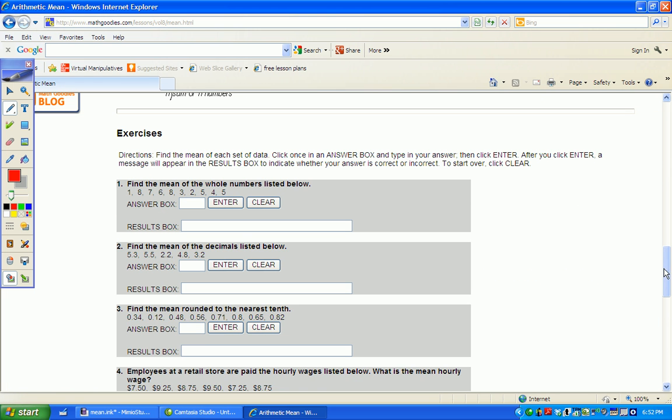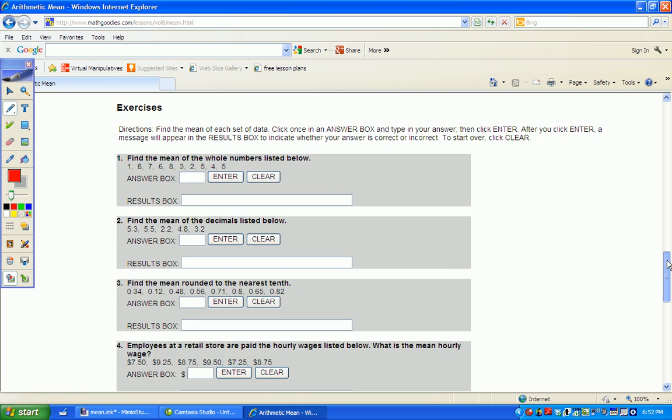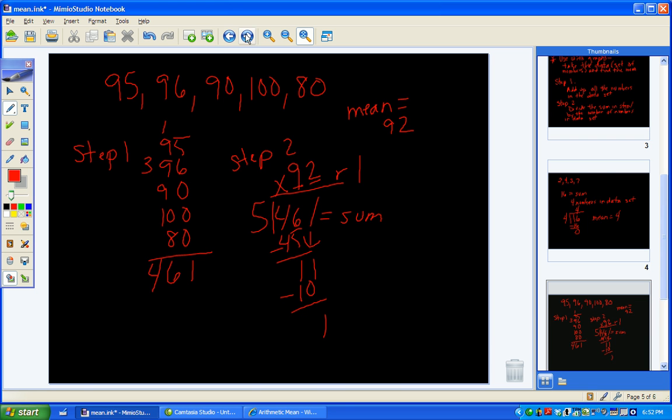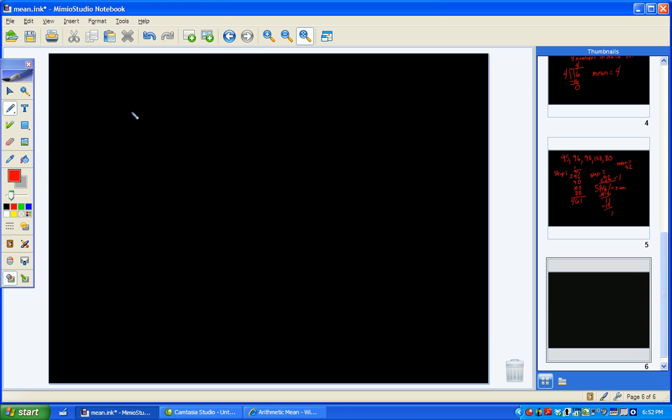I want you to actually do these 5 exercises. You will go through the steps, add up the numbers, divide by however many numbers there are in that data set, type it in and click enter, and it'll tell you whether you're right or wrong down here at the results box. What you will do, and I'm going to put this on the page in just a minute, is write down what you got and whether it was right or wrong. If it was wrong, you can try again. It's okay. So that's your additional homework along with the video and the quiz.